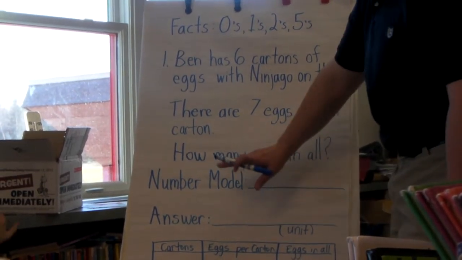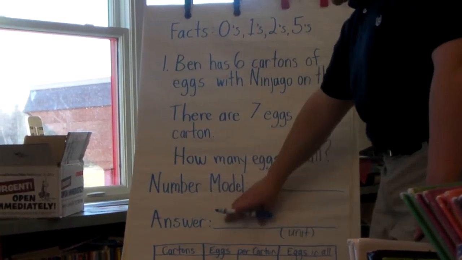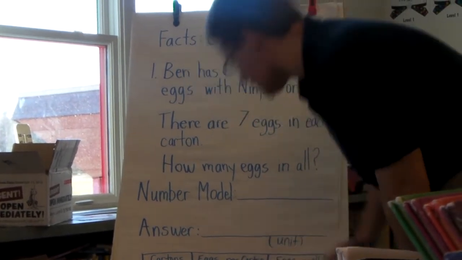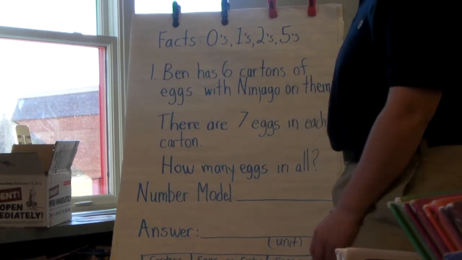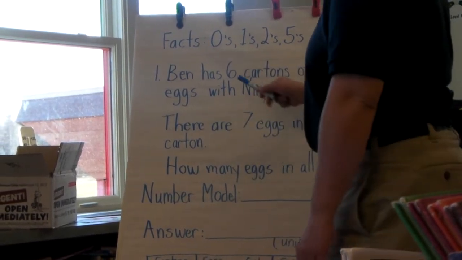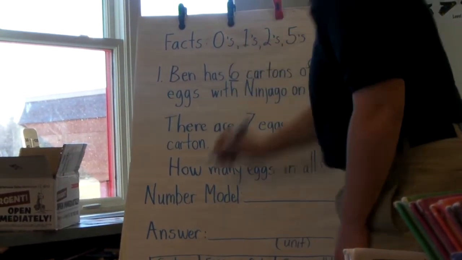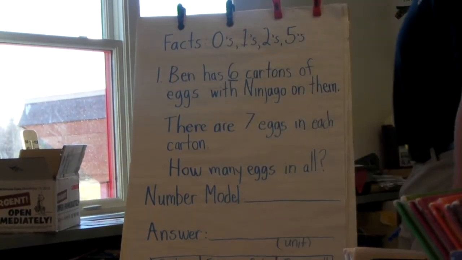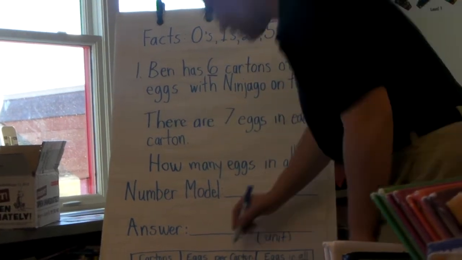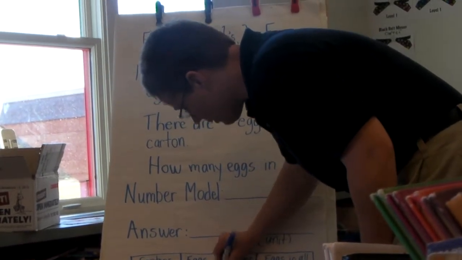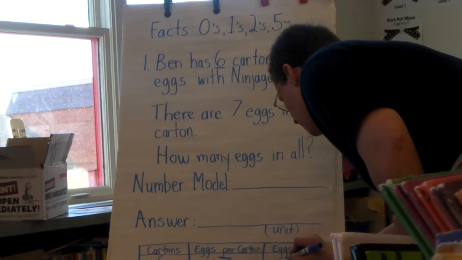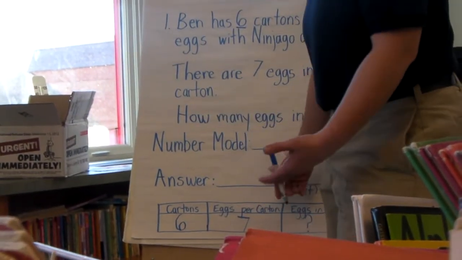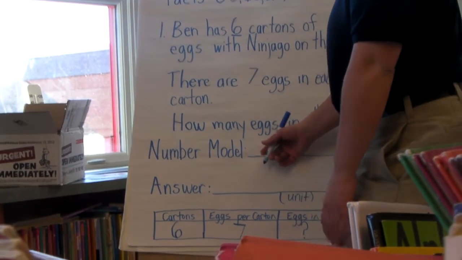So we need to come up with a number model. We need to know what the answer is in the units. And we have these boxes down here that can help us. So I'm going to fill in the information I know first. Cartons. There are 6 cartons, so I'm going to write a 6 right down here. And eggs per carton, well, this says there are 7 eggs in each carton. 7. So how many eggs in all? That's what I'm trying to find out. Okay, you can put a question mark there, or you can just wait and get the answer, and then put the answer in there. Okay?